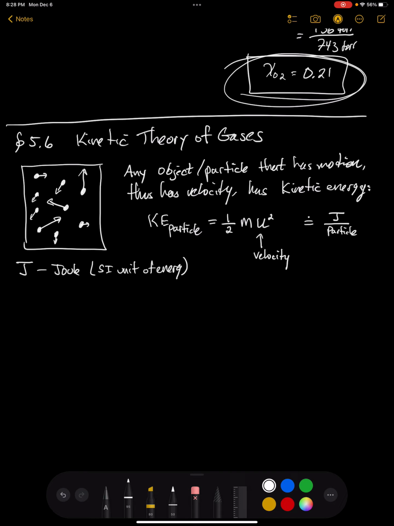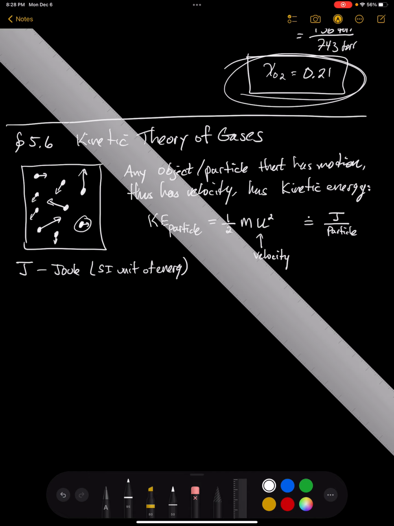Okay, now we can recognize that this is just the kinetic energy of one individual particle in the system, right? Say this particular particle here.